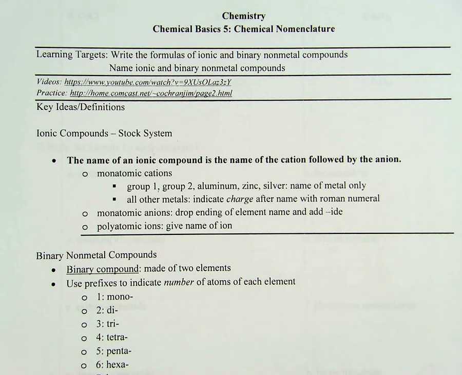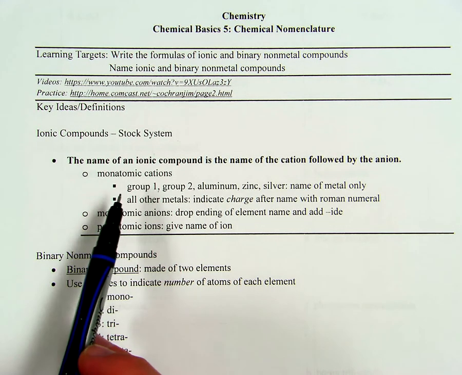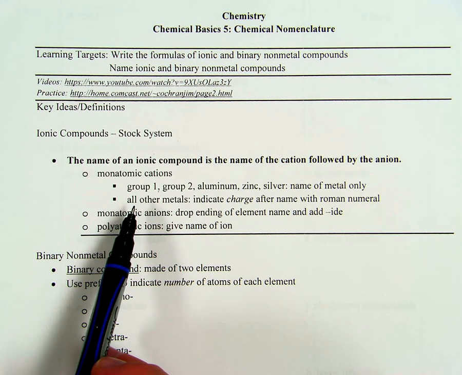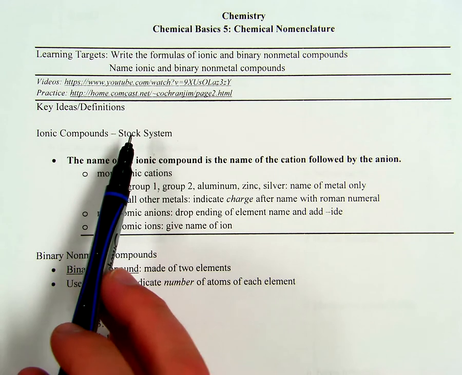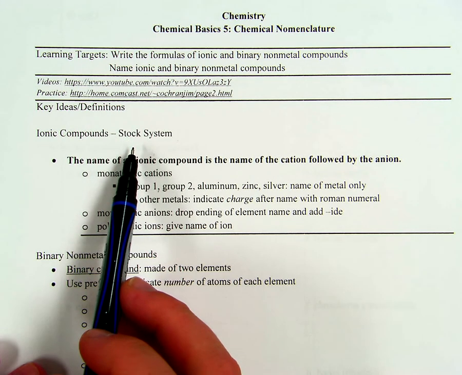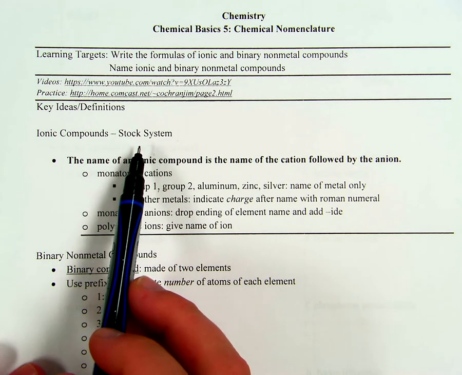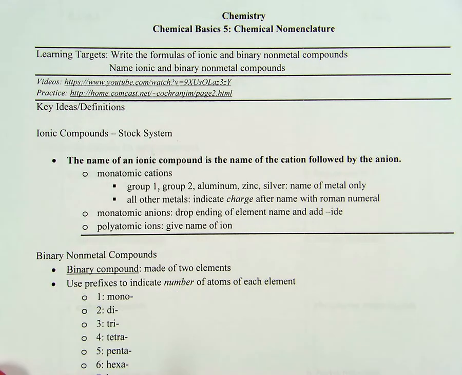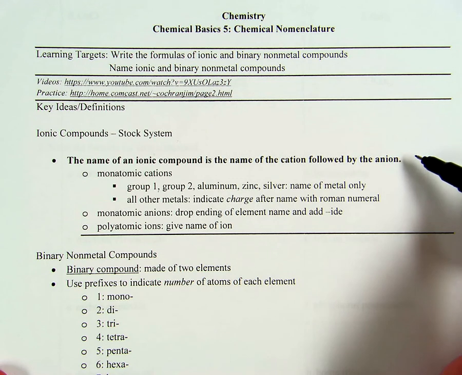Alright, so what you read there is some simple rules for naming ionic compounds. It's called the Stock system, named after a gentleman, I believe his name is Levi Stock. And the basic premise of naming any ionic compound is what's in bold here. It just simply says name the ionic compound. All it is the name of the cation followed by the name of the anion.